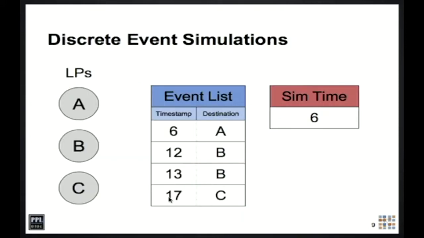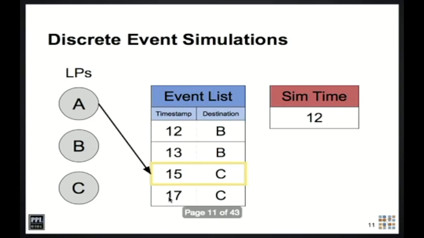Just to show pictorially what it looks like, let's say in this case we have 3 LPs, A, B, and C. We have our event list here with each event having a timestamp and the LP that it's targeted at. And then on the right, we just have a notion of what our simulation time is. So we start at time 6 in this case. We take the top event off of the event list and execute it on the LP it's targeted for, which in this case is A. In executing this event, A might generate a new event for the future. Let's say this one happens at virtual timestamp 15 and is targeted at C, so that gets put into our list of events.